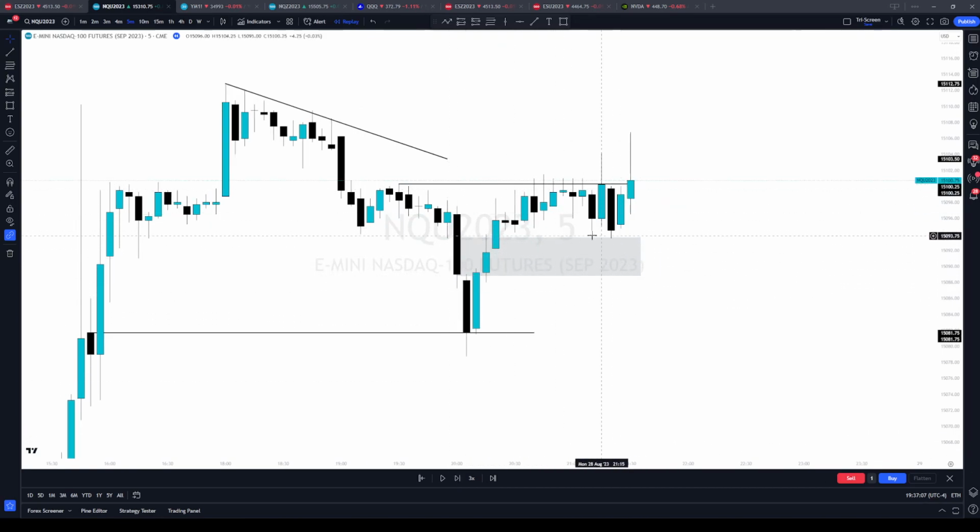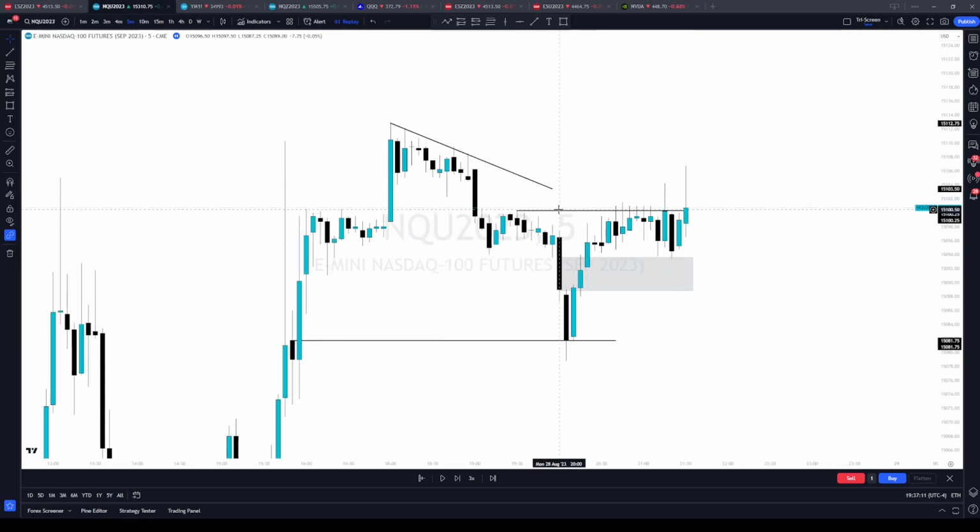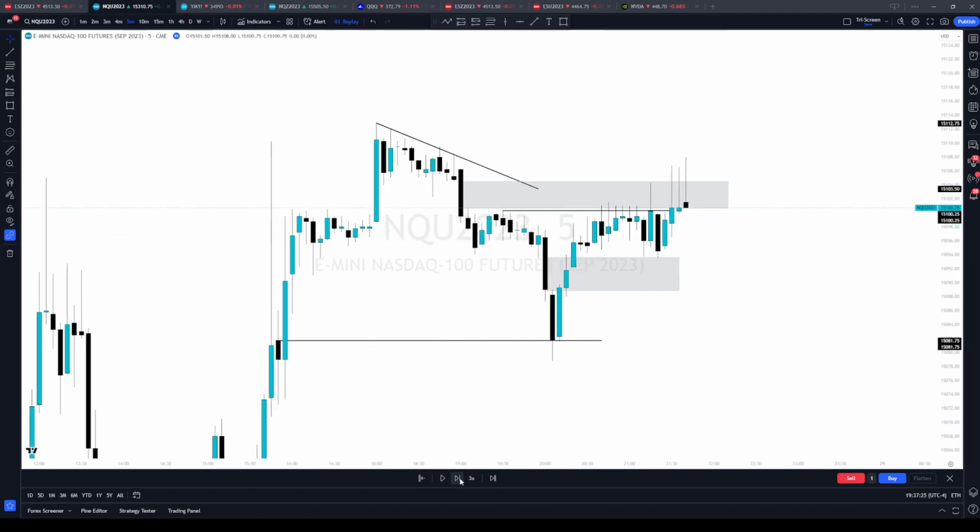You would not want to play this inverse if we come back down into it, because it's a very good high right there. And you see we're also rejecting a 5-minute fair value gap here. And it's also a 5-minute inverse. I'm not going to draw it because it's going to be too many, but I'm just going to play it out here and see if this did take the high.